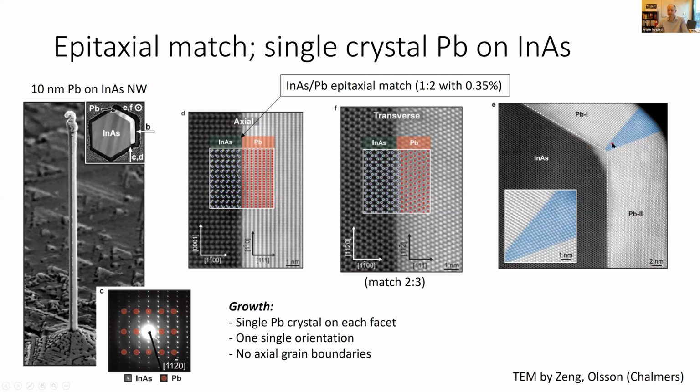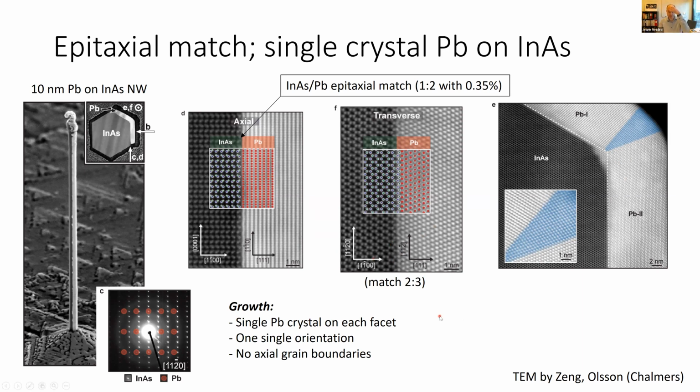And then a wedge shape or triangular shaped grain is inserted in order to make these two grains, one and two, fuse around the corner of the nanowire. But it's a very nice match indeed. And actually, as I just mentioned, a single extended grain all along the nanowire with no grain boundaries, unlike what one finds, for instance, when evaporating aluminum on indium arsenide. The transverse match, equivalent to a view on the top of the wires, is very good as well, with two cells of indium arsenide matching three planes of lead.